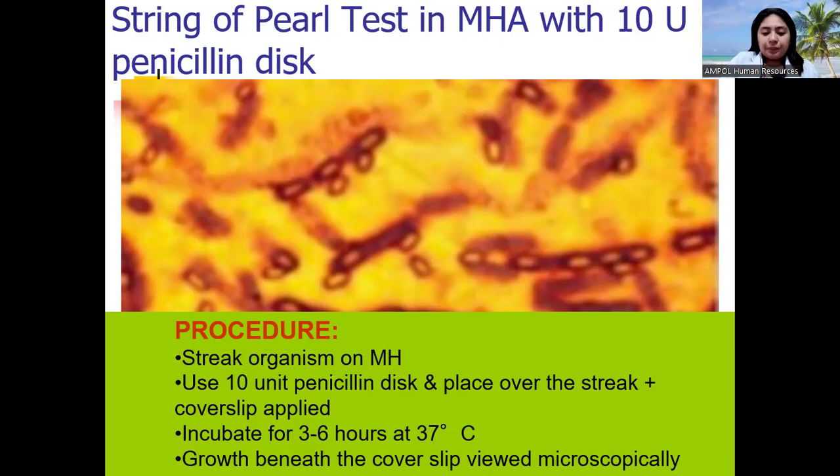So you incubate it at 37 degrees. The cover slip is on the MH, right? So on the Mueller-Hinton, you streaked. When you streak, it is like you are doing a susceptibility test. You place penicillin, and then you cover it with the cover slip. Then you incubate the plate with the cover slip, the penicillin and the bacteria. After incubation, the next day, you take the cover slip and view it under the microscope. So that is the string of pearl test.